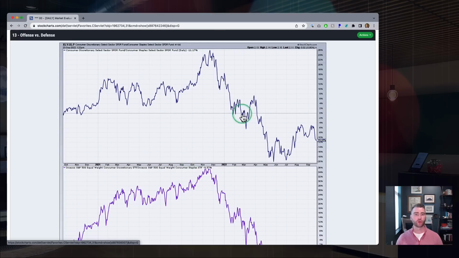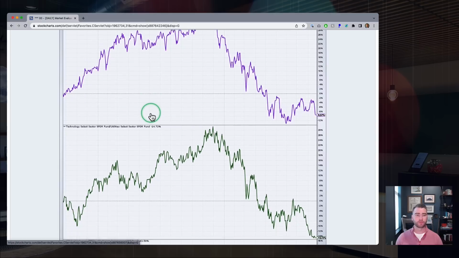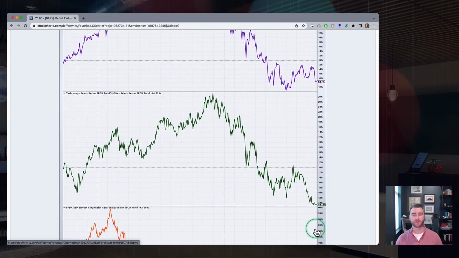So this top ratio is the standard sectors, XLY versus XLP, and we've got the exact same chart, exact same ratio, but using the equal weight versions of those two sectors here in purple. Then I've added two other ratios that I personally like to watch to, again, get a sense of offense versus defense, technology versus utilities, kind of the extremes there, super offensive versus super defensive. In this case, we can see that because this ratio is moving lower, that means that utilities are actually outperforming technology, which again, very, very defensive.